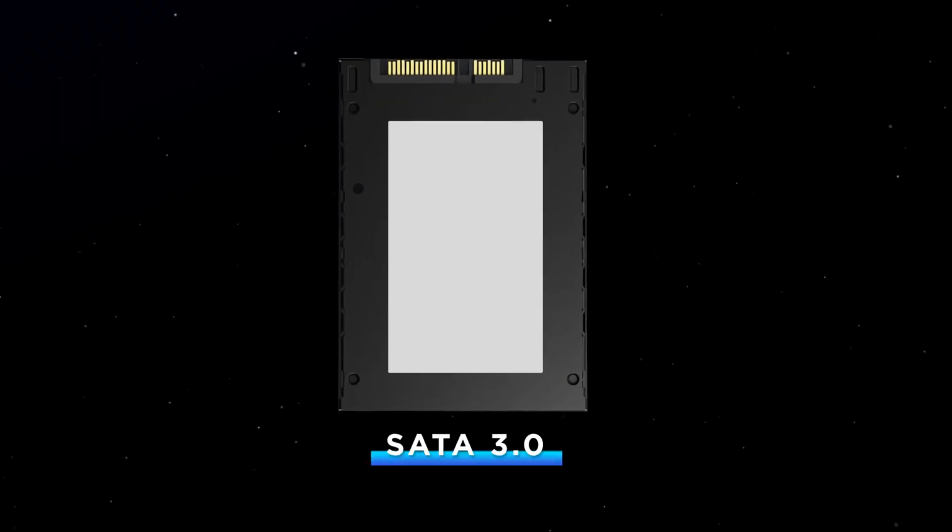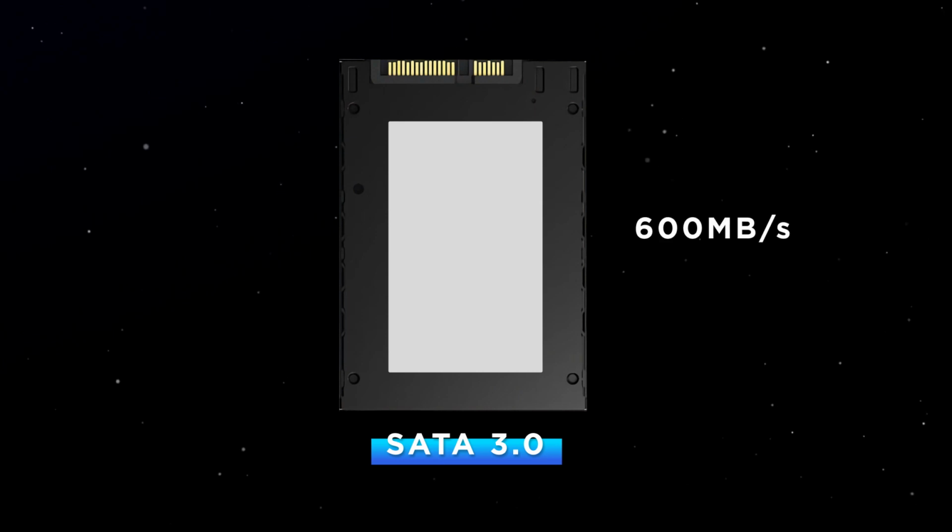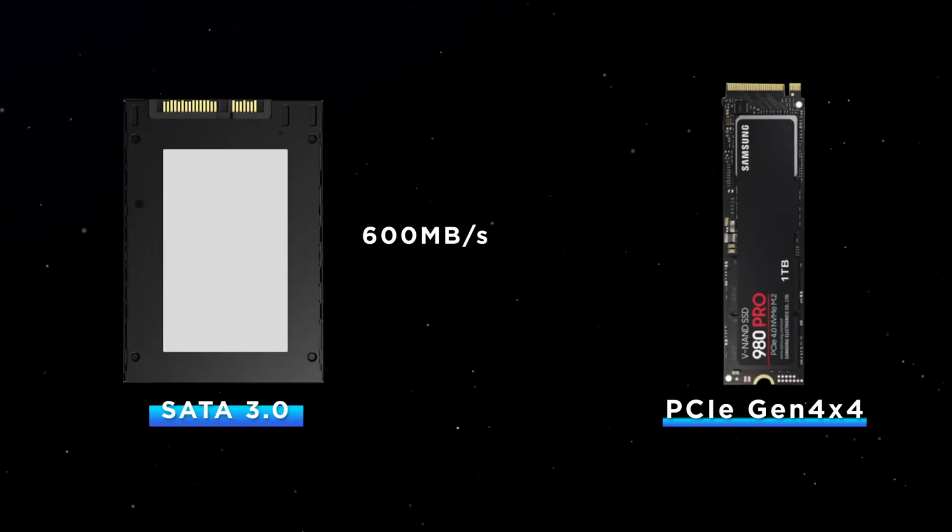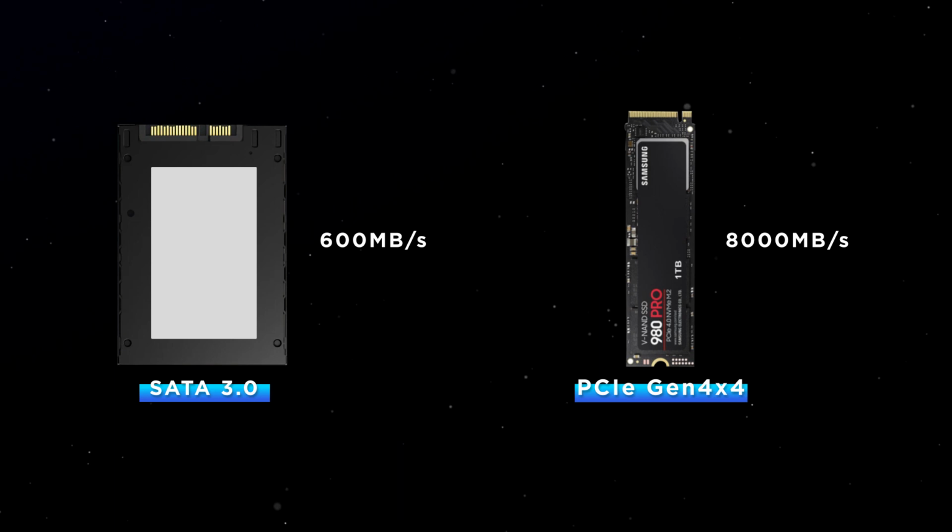The latest interface, SATA 3.0, was launched in 2009, and it can transfer data at 300 MB per second. For consumer SSD, the theoretical speed of a PCIe Gen 4x4 can reach 8,000 MB per second, and it supports multiple channels. It is still developing iteratively, and PCIe Gen 5 will come soon. SATA, on the other hand, is no longer updated.